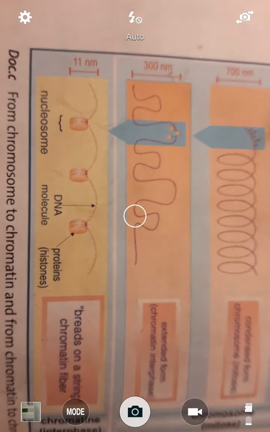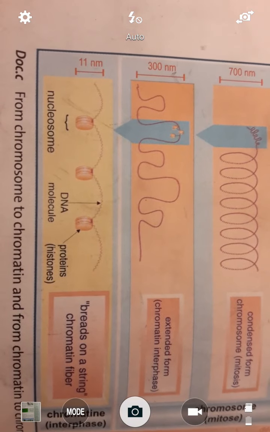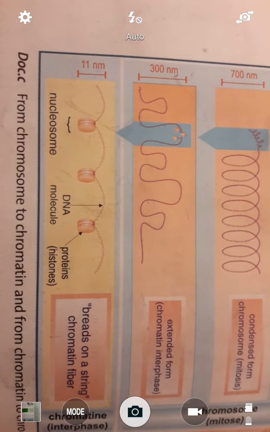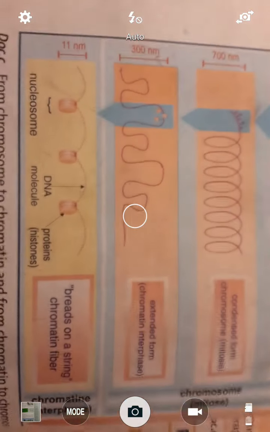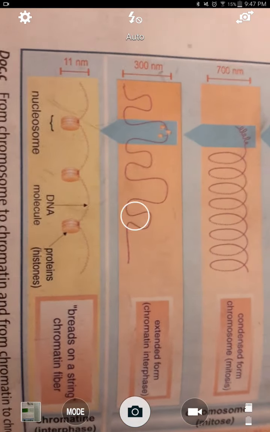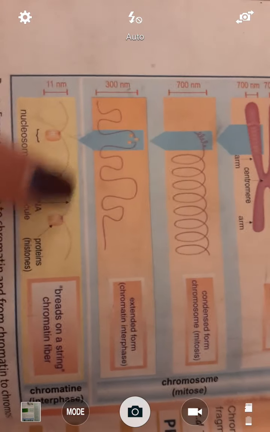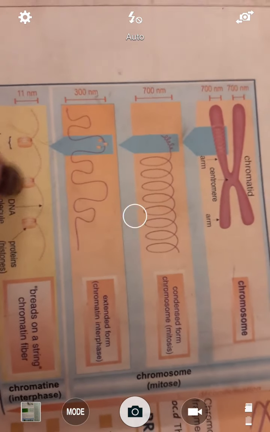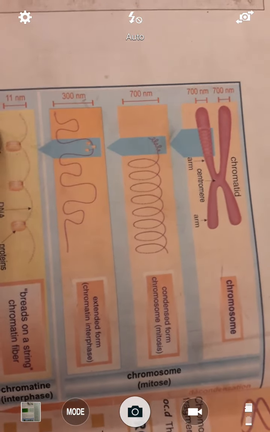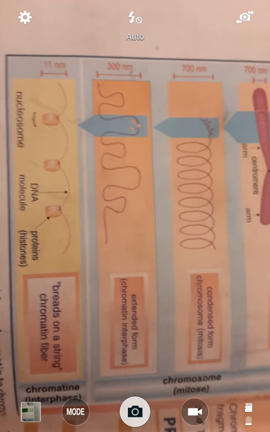Now, as we said, the DNA with the histones, the genetic information wrapped with the histones, we call them nucleosomes, okay? So these are nucleosomes. This is the DNA. It's being coiled with the histones. DNA with the histones are referred to as nucleosomes, okay?